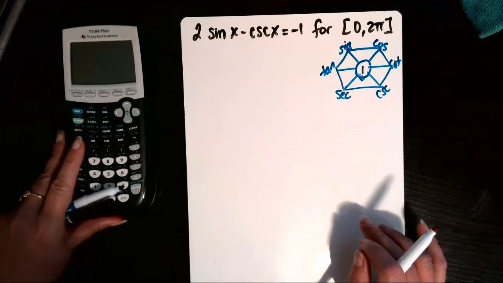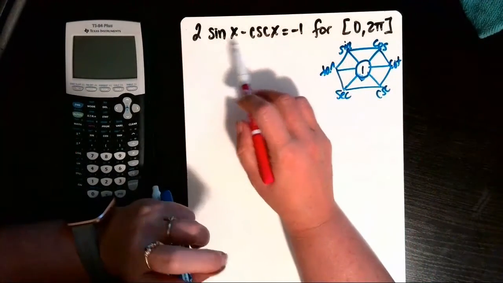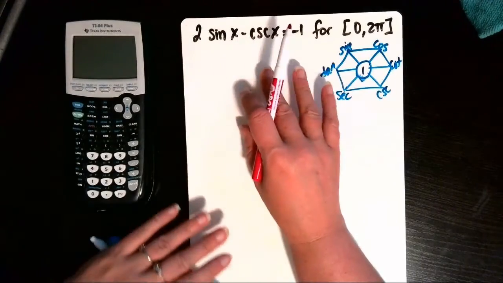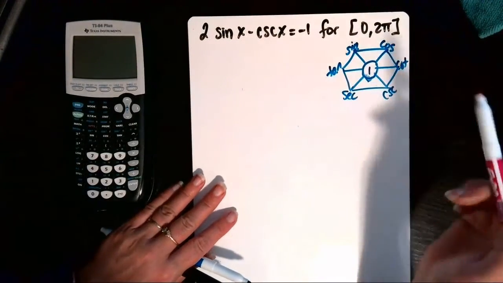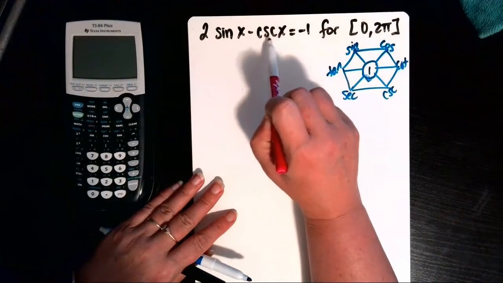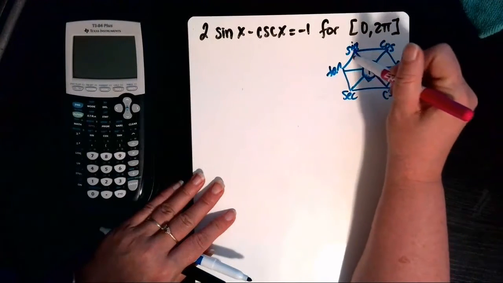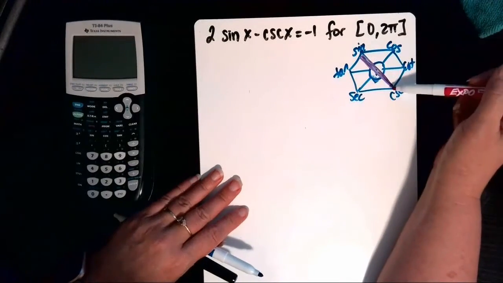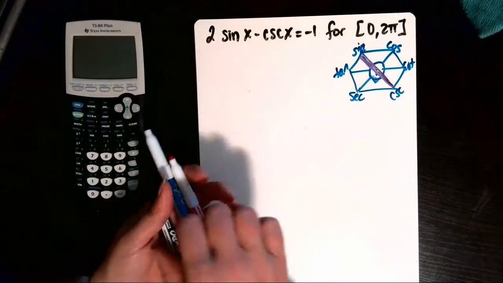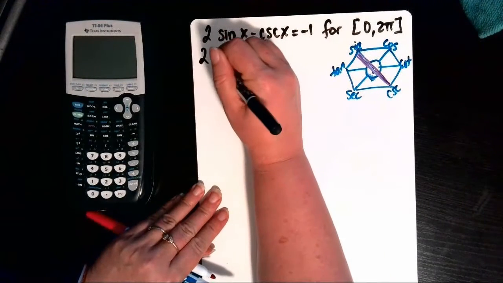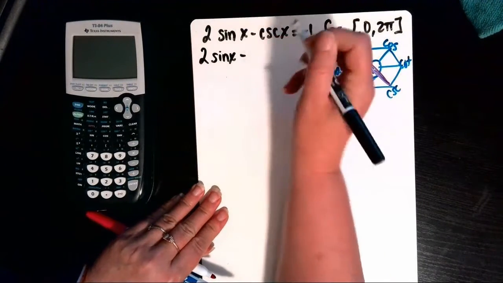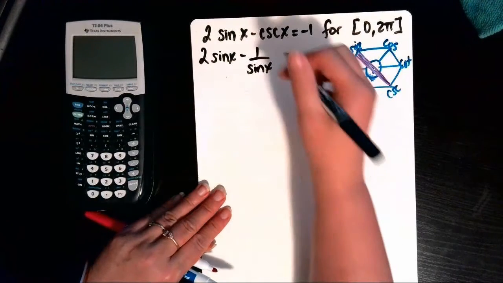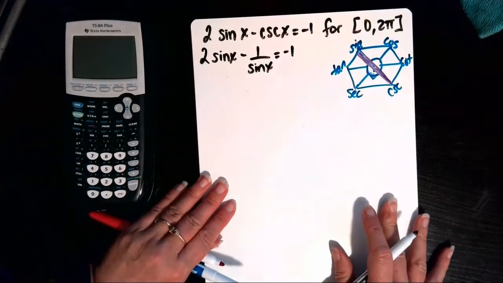And the first thing you want to do when you're trying to solve a trig equation that has two different trig functions in it is see if you can use an identity to convert it all to the same trig function. So if I take a look at this cosecant, cosecant is the reciprocal of sine. It has that diagonal relationship in the trig hexagon. So I'm going to rewrite this as 2 sine of x minus 1 divided by sine of x using that reciprocal identity, and then that's equal to -1.